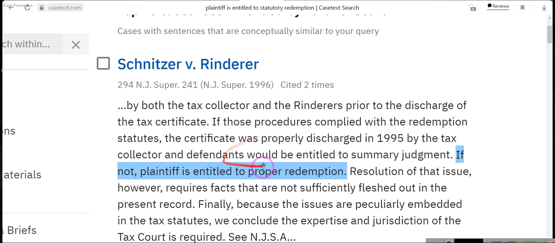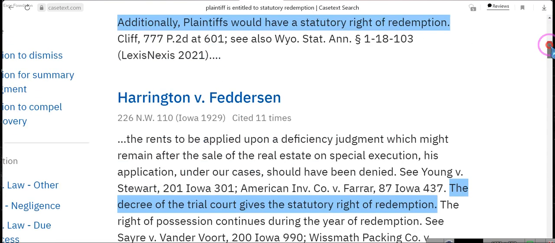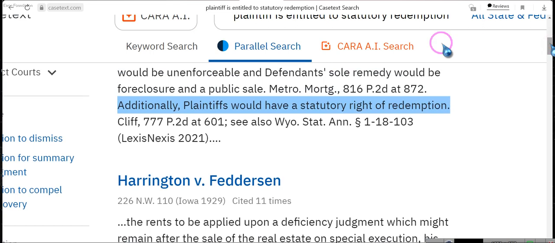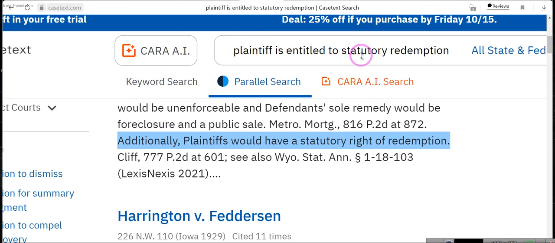Ladies and gentlemen, we keep talking about redemption and taxes. There is a way to receive redemption and taxes, but we're not talking about taxes in this video. We're talking about your right to equitable and statutory redemption. So what we put in at the very top here is plaintiff is entitled to statutory redemption. Now, we did statutory redemption because the young man who lost the property, as a matter of fact, I'll tell you what we're going to do. I'm going to pause you for a second.